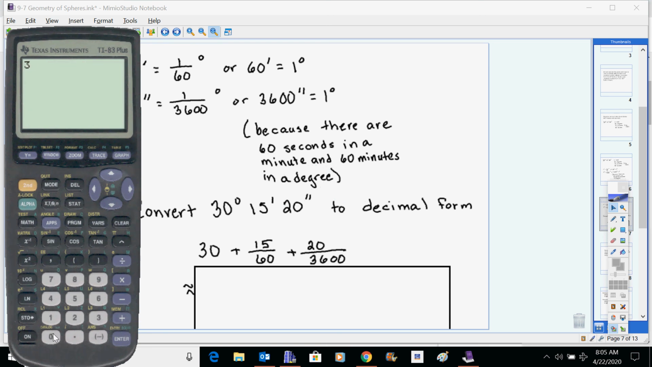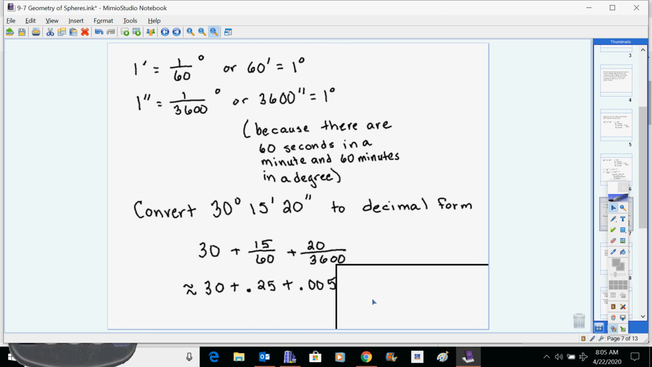Here I would take 30 plus 15/60ths plus 20/3600ths. And so all in one step there, we get about 30.26.